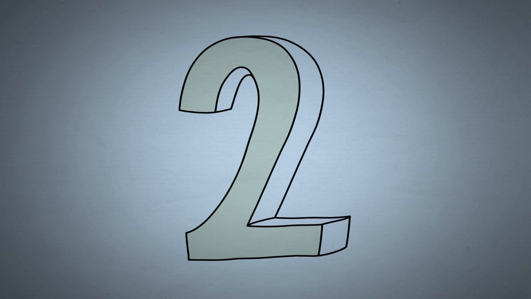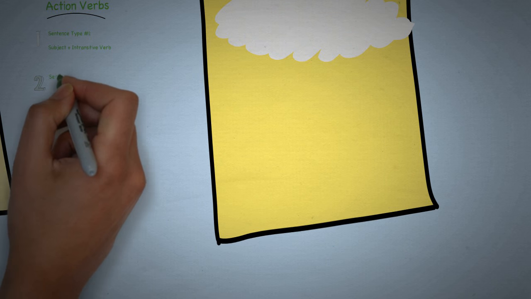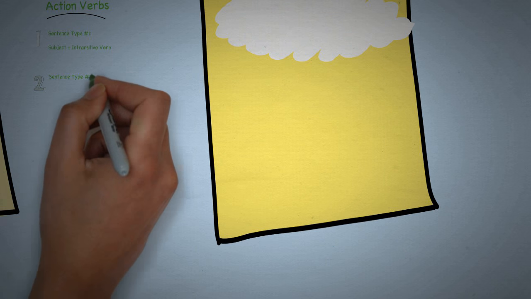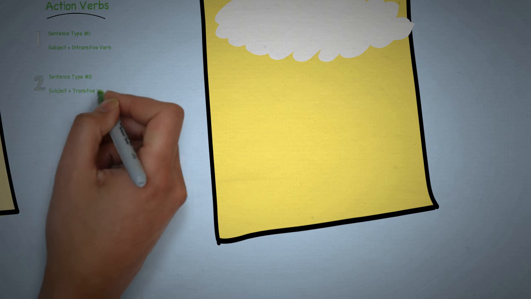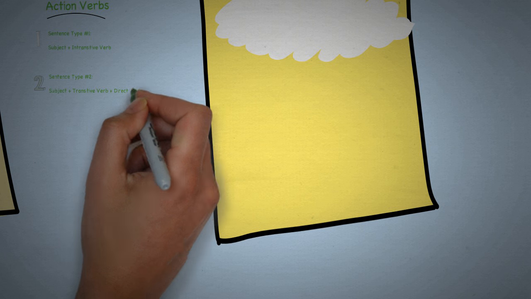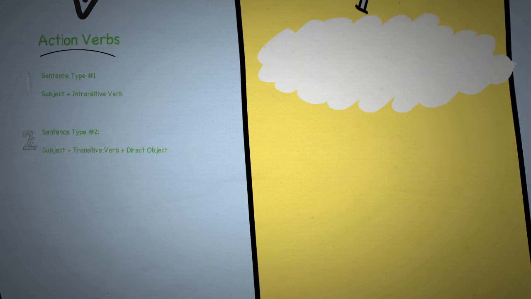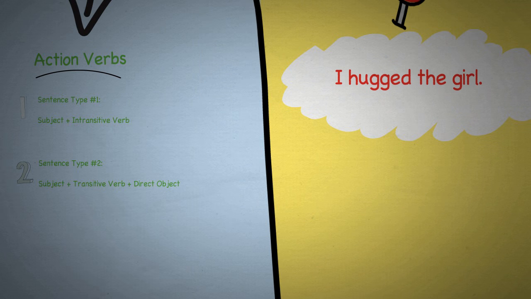The next sentence type, which is sentence type 2, is also an action verb, and in this sentence we do have an object. We have a subject followed by a transitive verb followed by a direct object. Let's look at a sample sentence together.